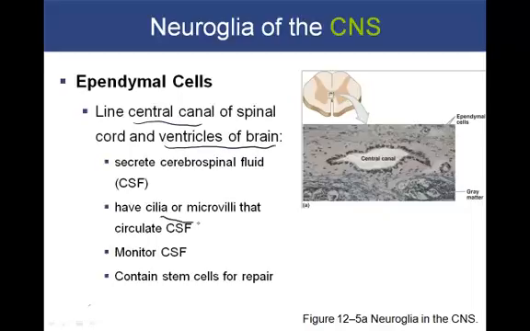Remember, the function of cilia is to move a fluid over the surface of the cell. So as all these cilia beat in one direction, they're going to move the fluid over the surface of the cell. Ependymal cells monitor the cerebrospinal fluid, and they do contain stem cells for repair.